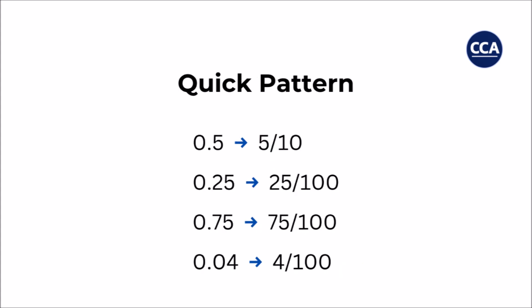Now if you look at the examples we just did, you will realize that if there is one digit after the decimal, you usually start with denominator 10. If there are two digits after the decimal, you usually start with denominator 100. And then, you simplify, if needed. This pattern makes the whole idea much easier.